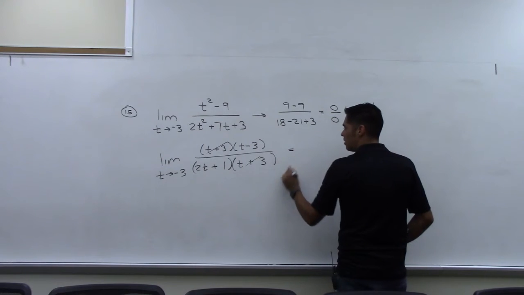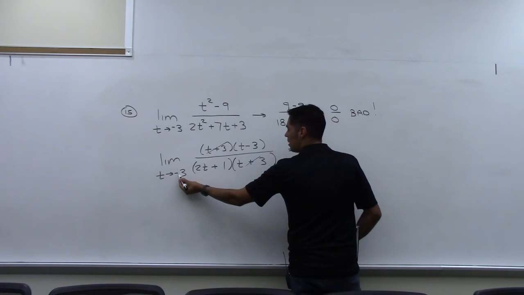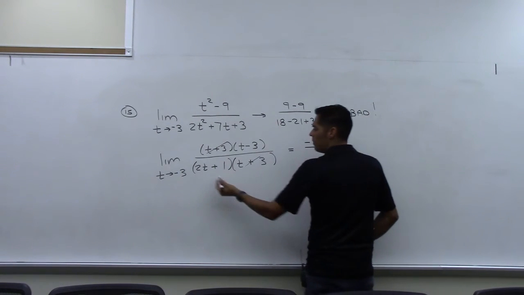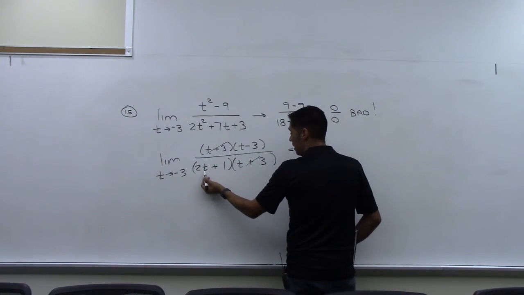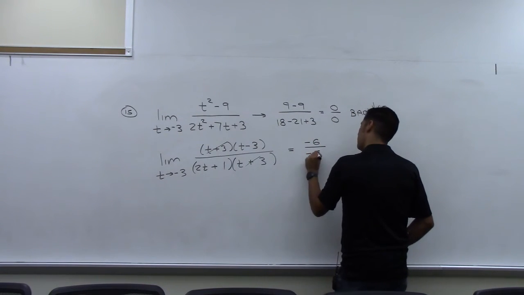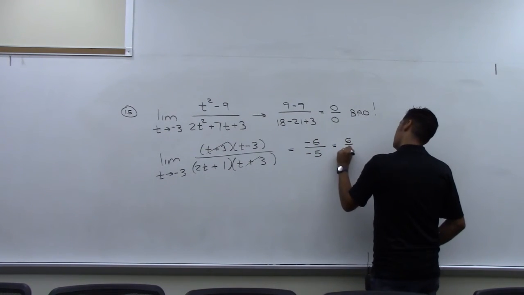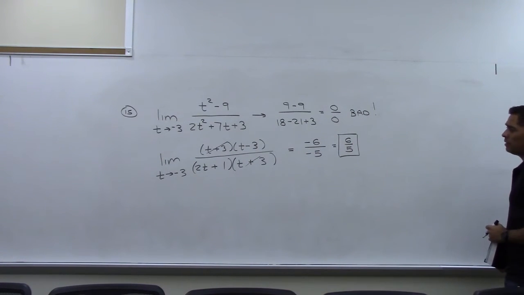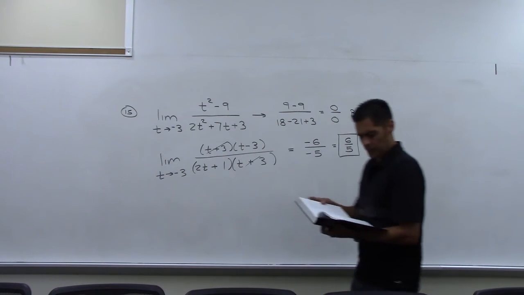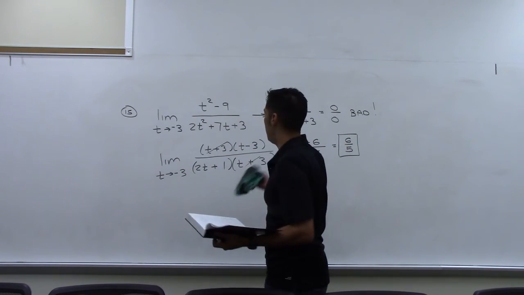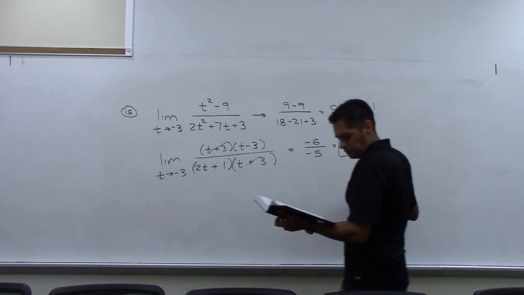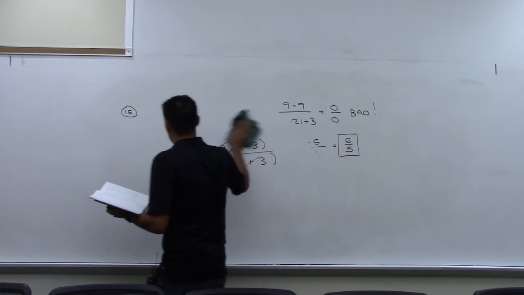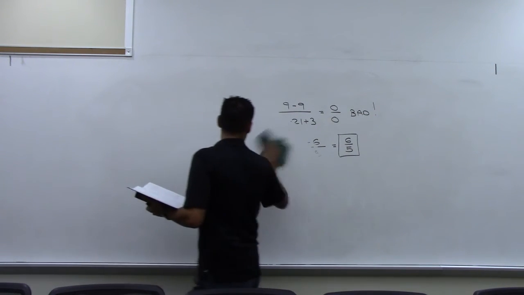And now, once they're gone, I can let t become negative 3. Negative 3 minus 3 is negative 6. And then 2 times negative 3 is going to be negative 6 plus 1 is negative 5. And so we get 6/5. Negative over negative is positive. So that one does have a limit, and the limit is 6 over 5. All right, so that one required some factoring. I think I'll let you do 16 on your own. That's also some factoring.